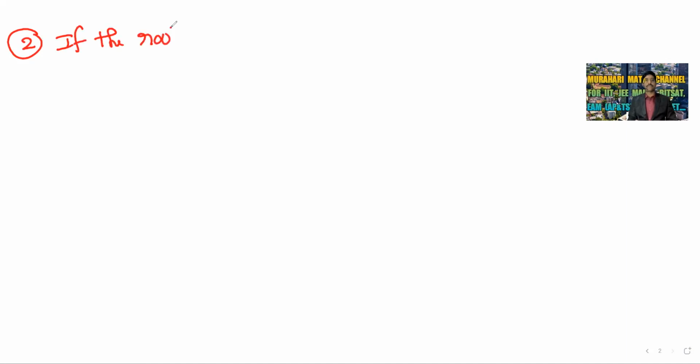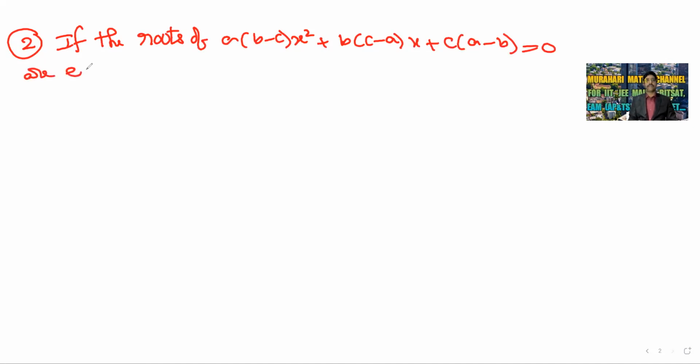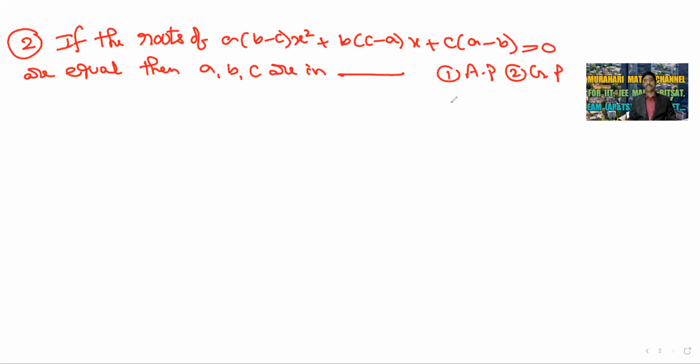If the roots of a into b minus c x square plus b into c minus a into x plus c into a minus b equal to 0 are equal, then a, b, c are in. Option 1, AP, GP, HP, AGP.